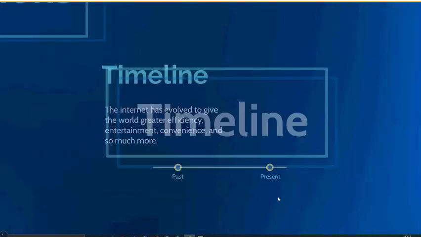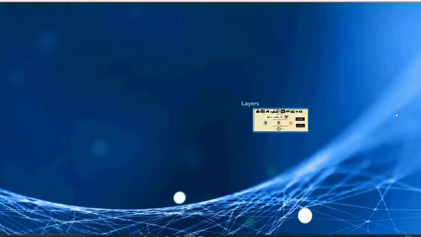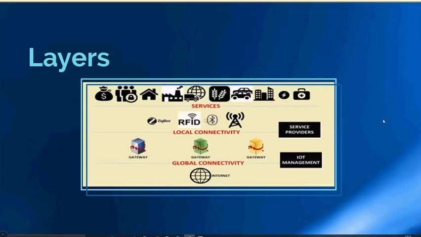Moving on to the connectivity layers. In terms of connectivity layers, there are three connectivity layers: the service layer, local, and global connectivity layers. The global connectivity layer has the internet. For local connectivity, we have gateways. And for service level, there are different services that are given to banks, factories, health sector, agricultural sector, etc.